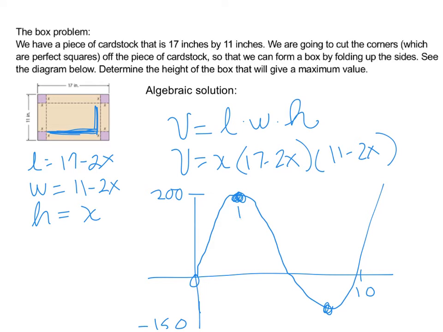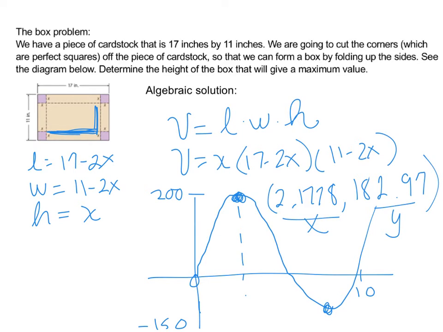When I used my calculator to find the max, it gave me this point: 2.1778, 182.97. Since I can clearly see on my calculator that that's a maximum, this is my x value, this is my y value. So what I'm finding is this is the volume, and the x value is the size of the squares.